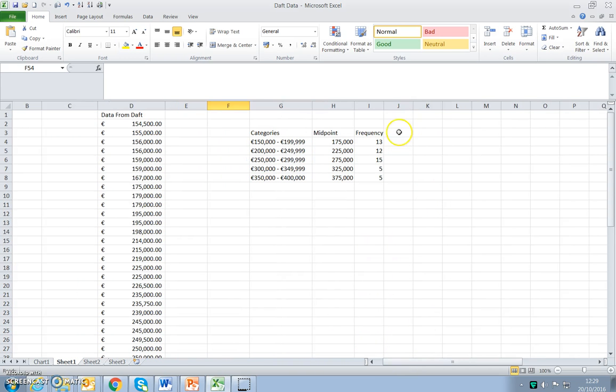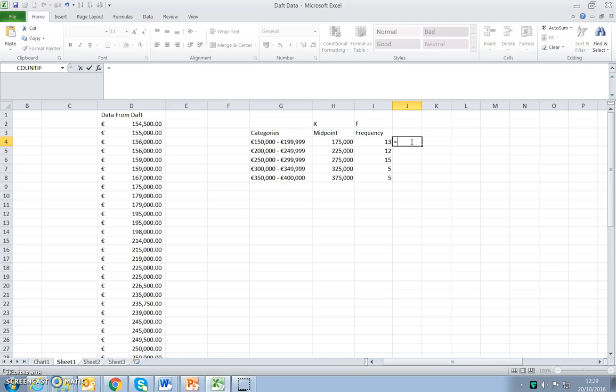Okay, so we're going to first calculate the average. What we need to do is notate the columns: the midpoint is known as x, and the frequency is known as f. So the first thing we need to look at is f by x. So f by x over n is your mean. So you have equals the midpoint multiplied by the frequency, the number of houses in that category. Once you've done it once, you catch the cell by the little black corner there and drag it down. You sum the total of that.